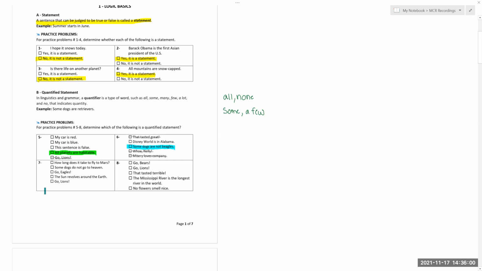With question 7, you want to read through it. You're looking for the some, the all, the none, a few. Some dogs do not go to heaven. Same for question 8. No flowers smell nice. So those are examples of quantified statements.